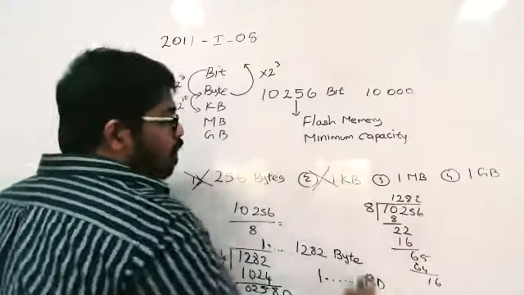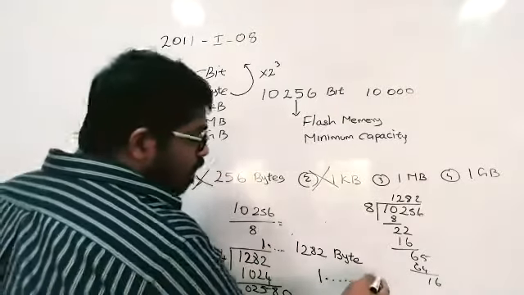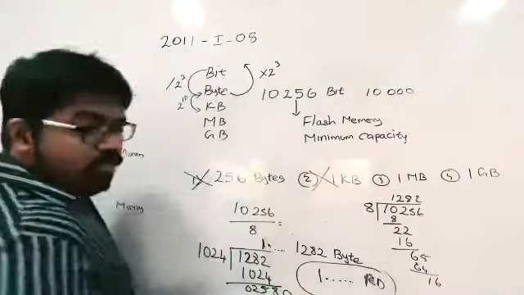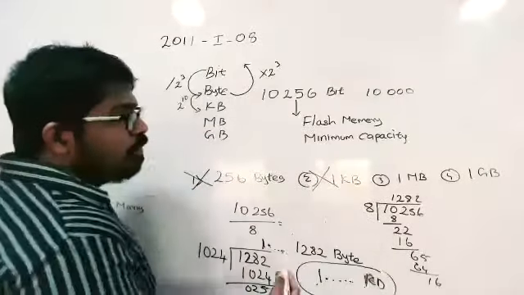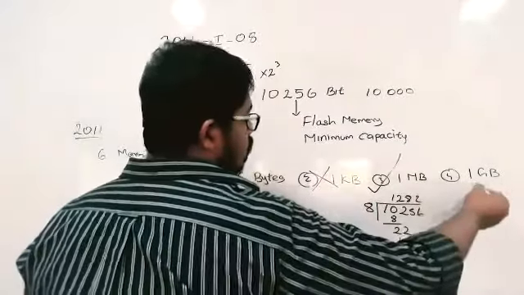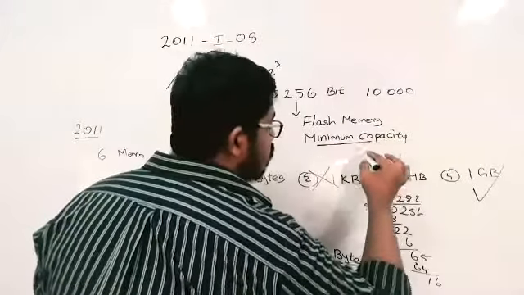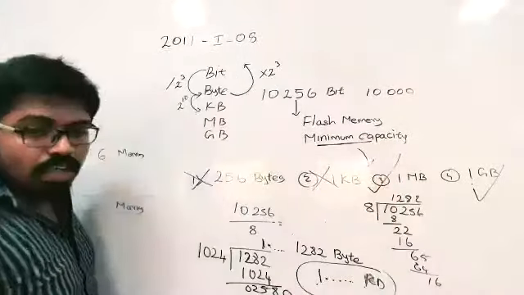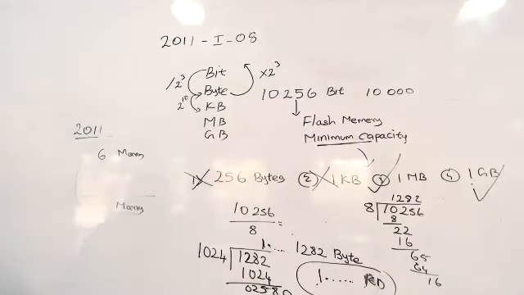When you consider 1 MB, there will be 1024 KB. But I need 1 point odd KB. Right? So here I have 1 MB. So 1 MB is more than enough. 1 GB also we can use, but they ask minimum capacity. That's why the third answer option. Right? That is your question number 8 of the 2011 paper.